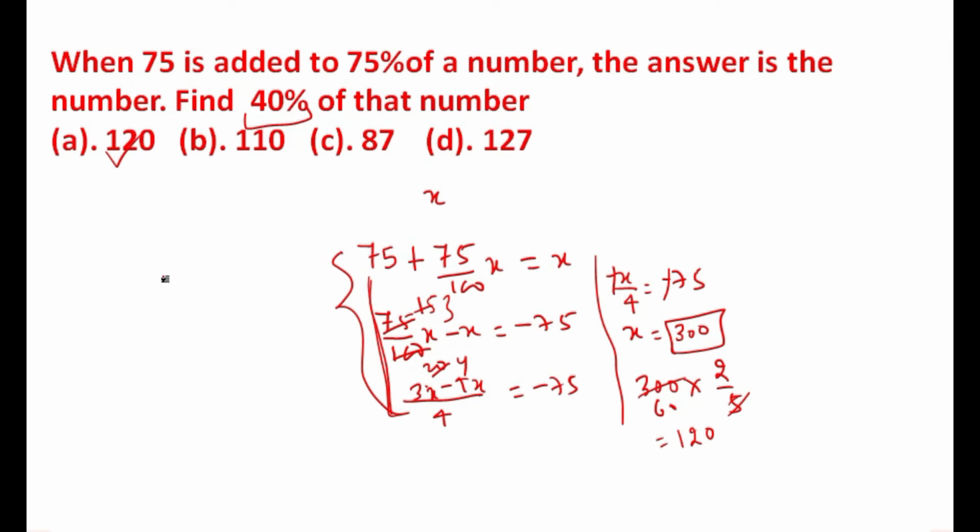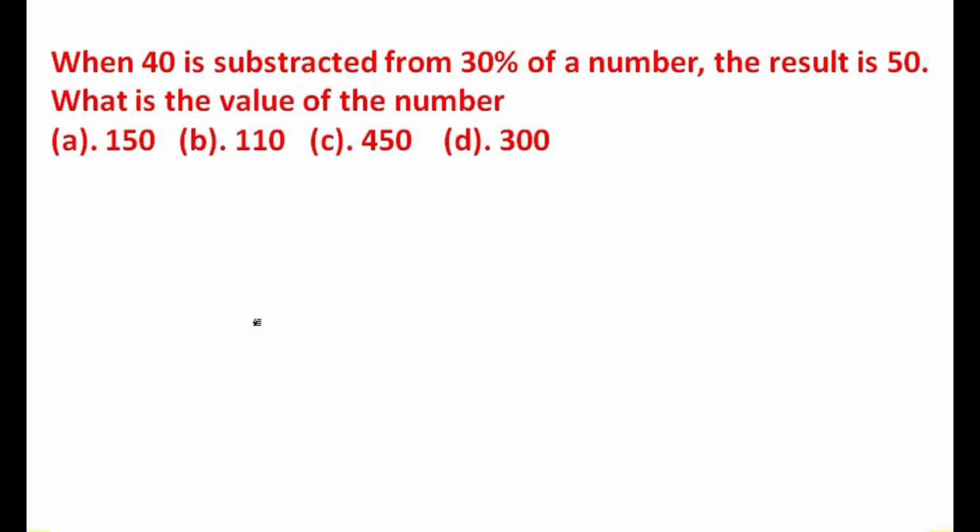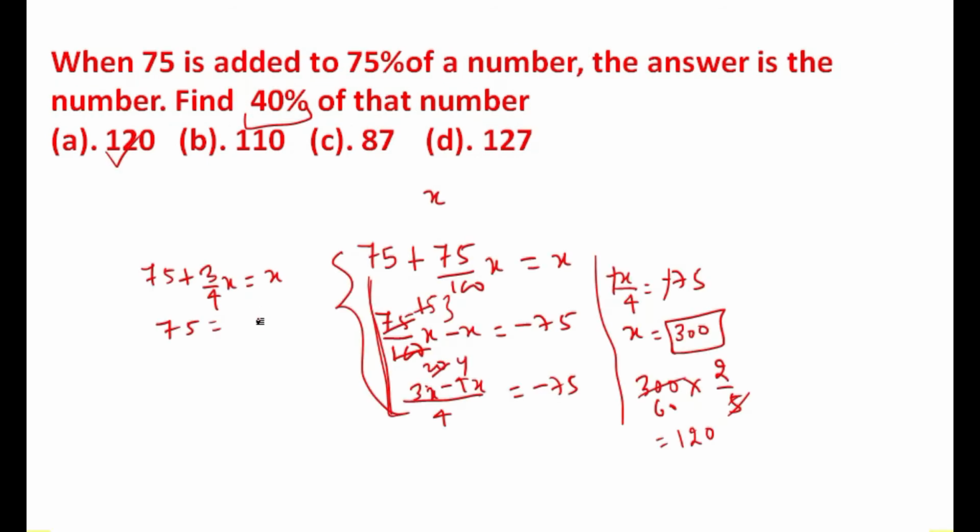But in the examination, what you are supposed to do: when 75 is added to 75% of a number, you already know 75% in a fraction is 3 by 4. So 3 by 4, x plus 75 equal to x. This is the way you have to do it, right? And 75 equal to, this 3 by 4 x will go that side, minus x, which means it will become x by 4. Then directly you can get the answer from here.